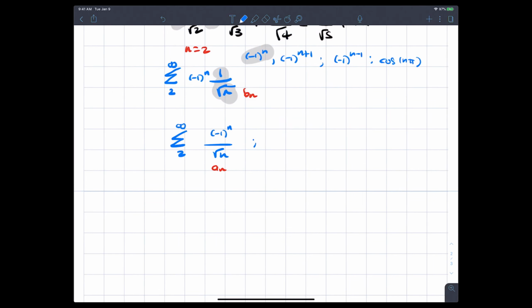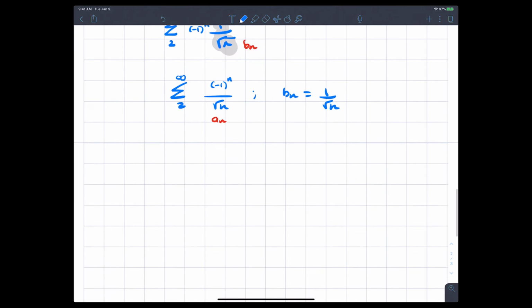So since I know bn here is 1 over the square root of n, remember, this is decreasing. That means the terms are getting smaller. So when n is 1, this is 1. When n is 2, it's 1 over the square root of 2. When n is 3, it's 1 over the square root of 3. It's decreasing. We have to check the limit of bn.